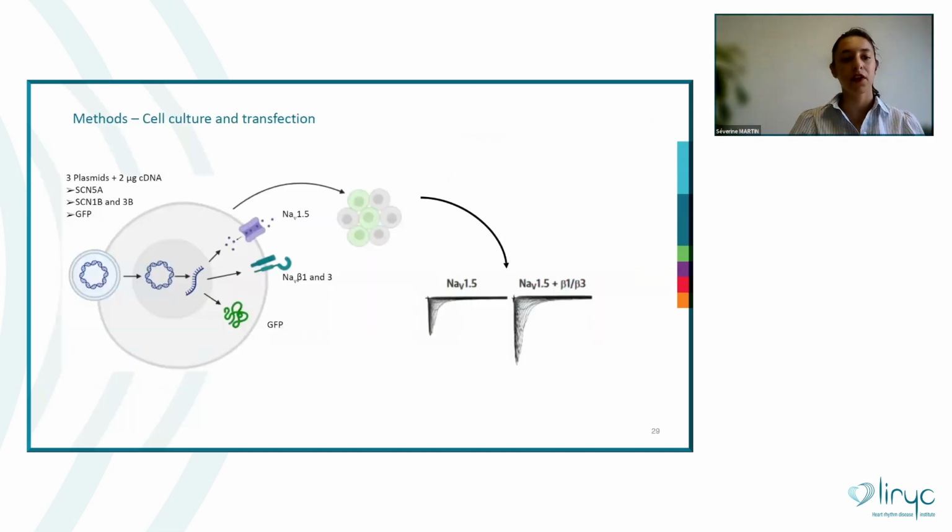In order to understand the impact of these two subunits on the channel function, they realized transfection inside CHO cells with 3 plasmids, one coding for the SCN5A gene and another one coding for the SCN1B and 3B, so the gene coding for the 2 subunits beta-1 and beta-3, and the last one with the GFP in order to recognize transfected cells. And as they did for the ventricular myocytes and the Purkinje cells, they characterized the sodium current by patch clamp.